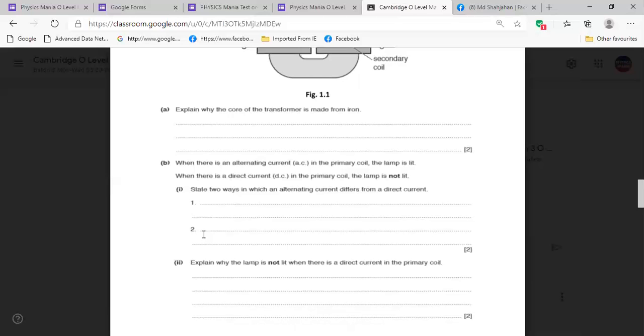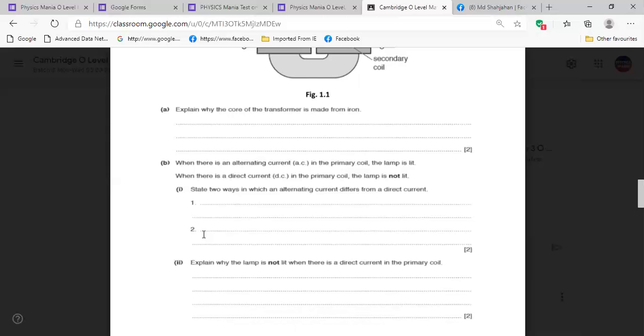Then next, which one? Because it does not have electromagnetic induction, when there is a direct current in the primary coil. So if there is direct current, then there will be no induced EMF in the secondary.